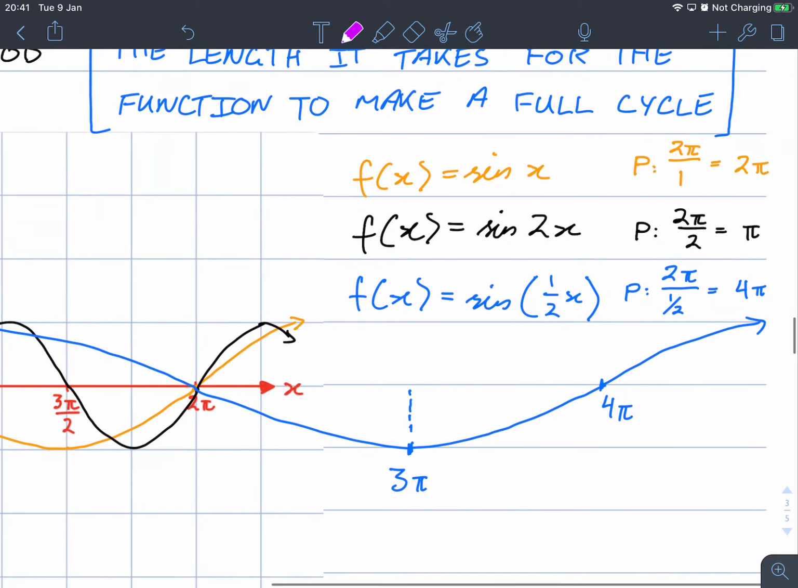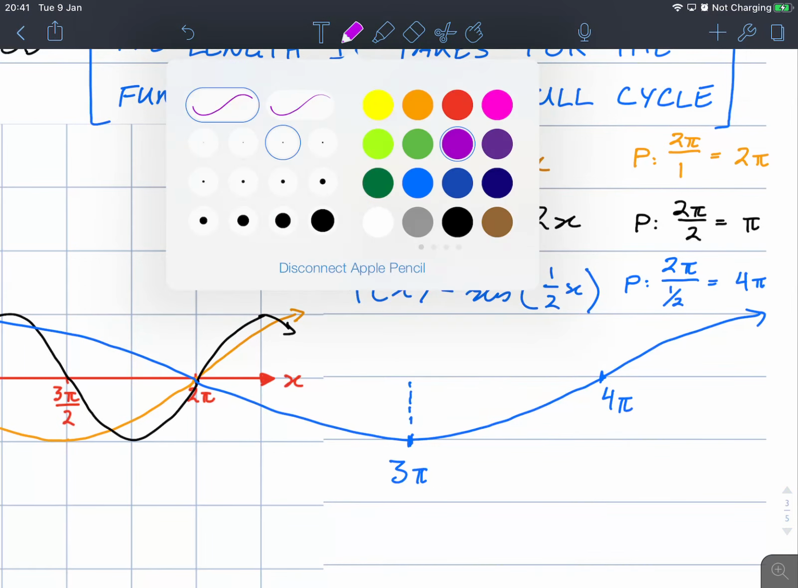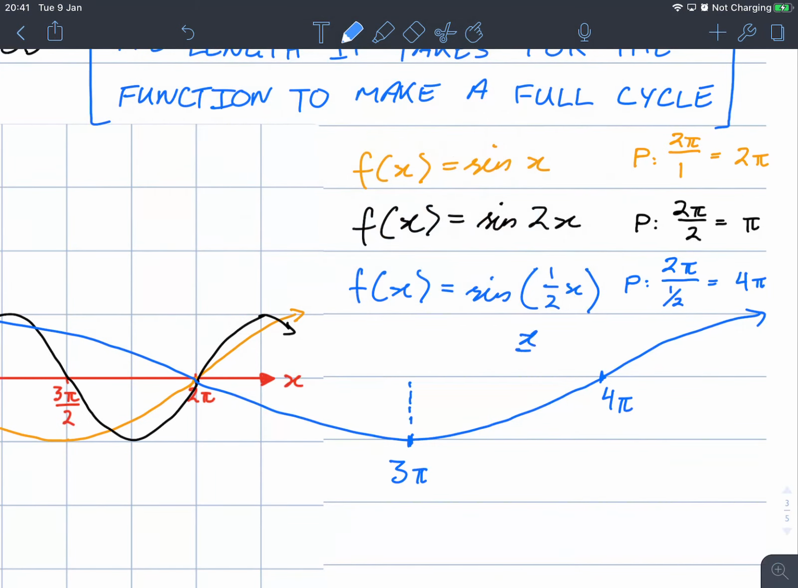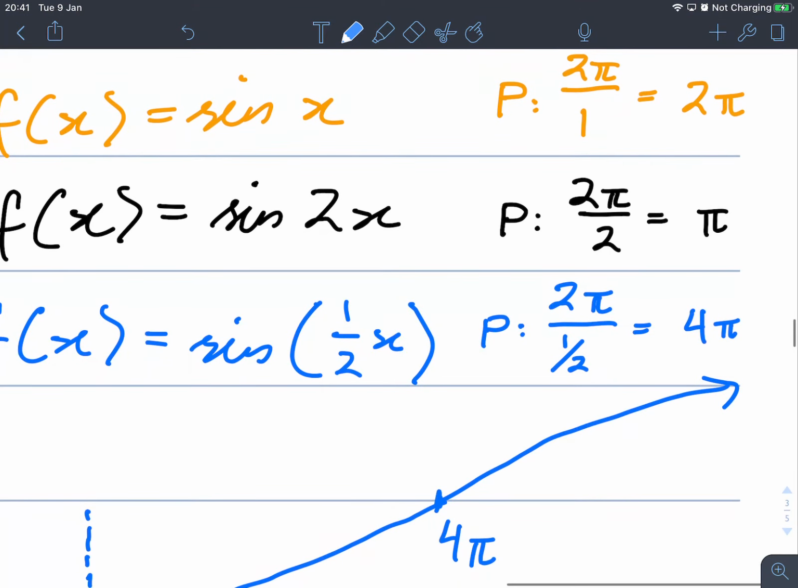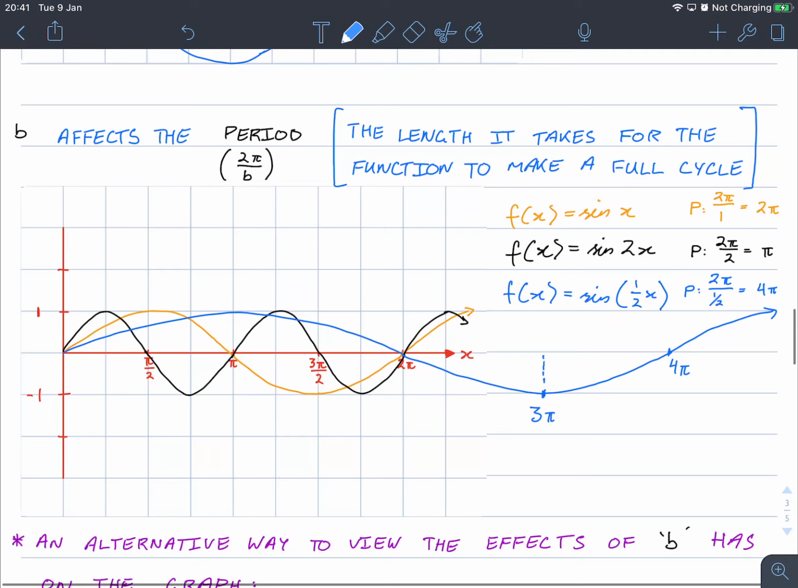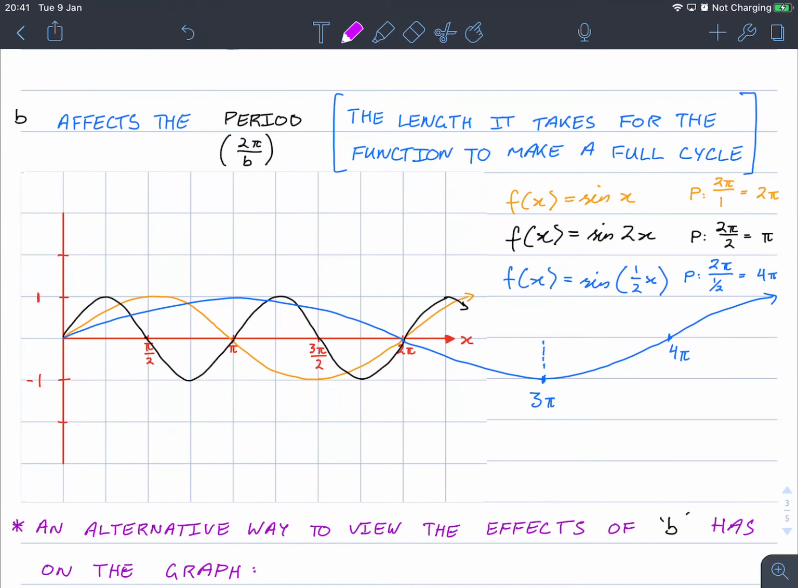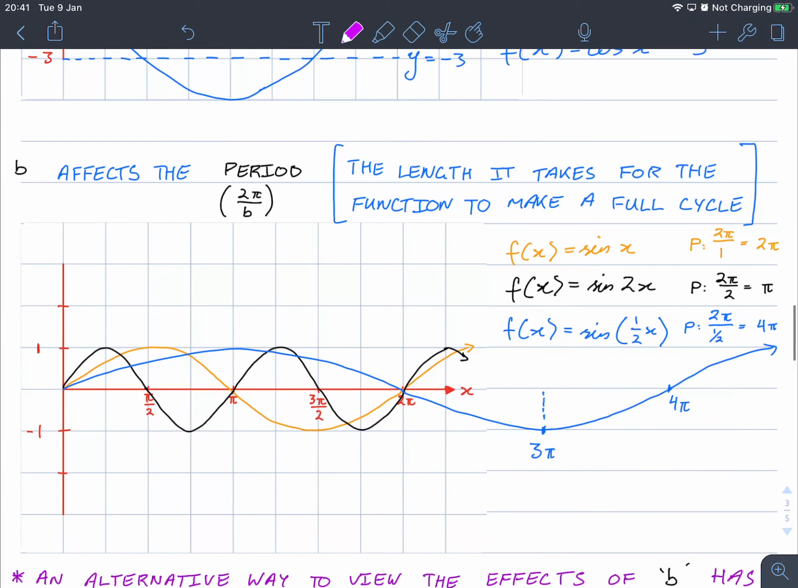Okay, so now if we have f of x equals sine half of x, or it can also be written as x over 2, the period is now going to be 2 pi divided by half, which is going to be 4 pi, meaning, watching that blue line, what took a distance of 2 pi going up and down once, it will now take from 0 to 4 pi for the function to go up and down only once. So that is what the period does.